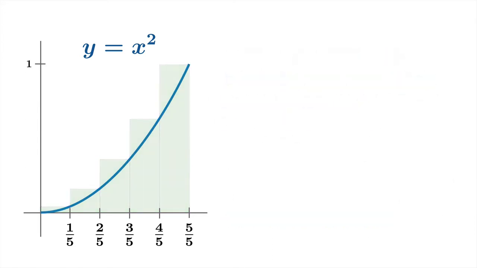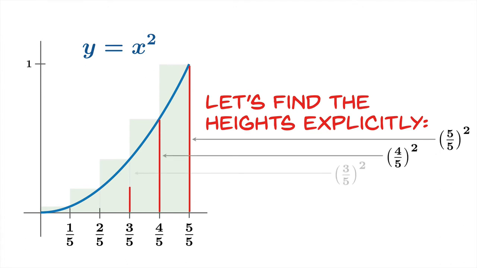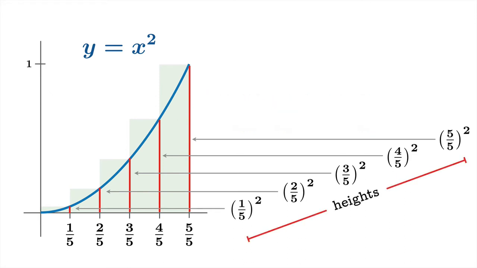So what are these heights explicitly? Well, this height would be 5 over 5 squared, and the next one would be 4 over 5 squared, 3 over 5 squared, 2 over 5 squared, and 1 over 5 squared. These are the heights we're going to use. Now, the widths are all the same. The common width here is 1/5.